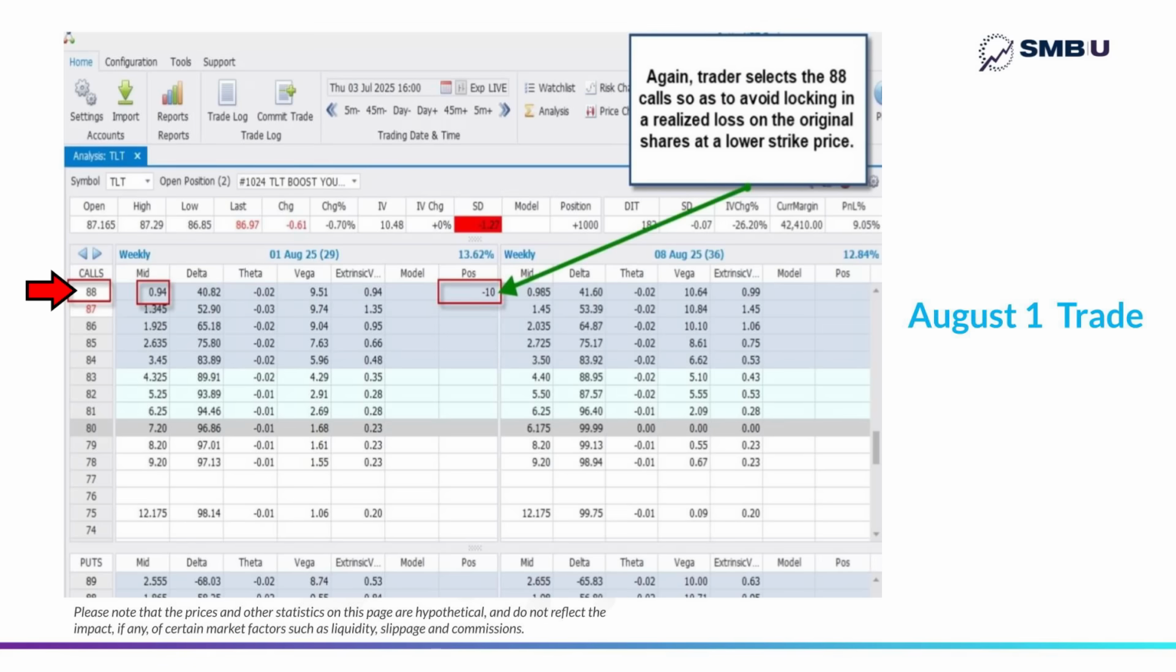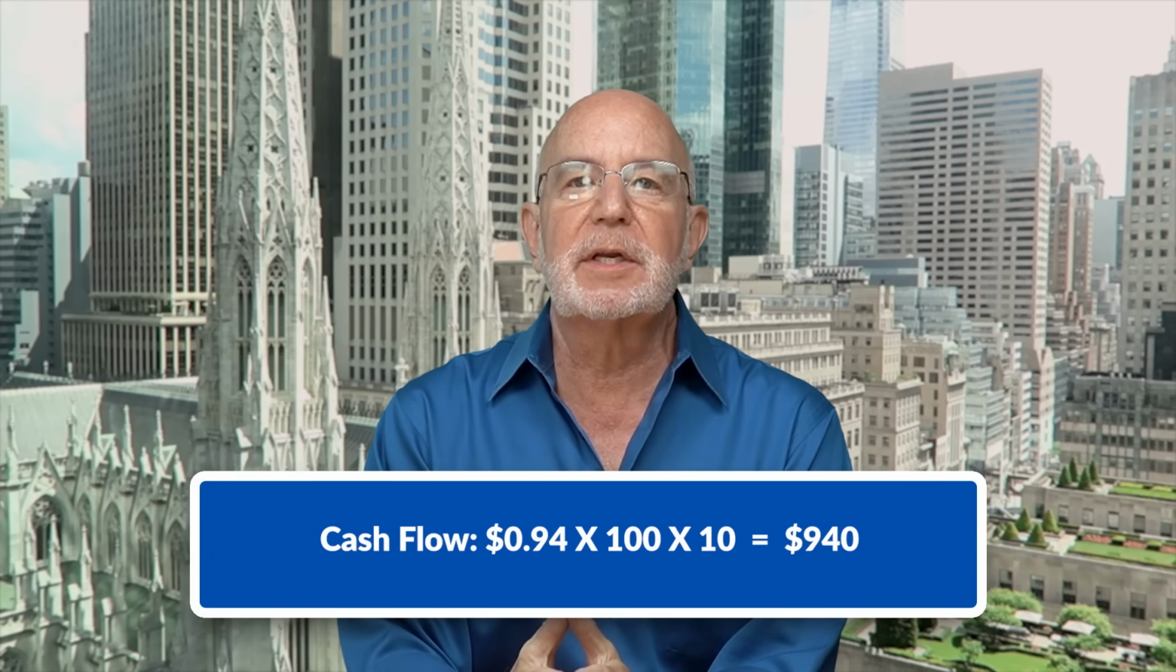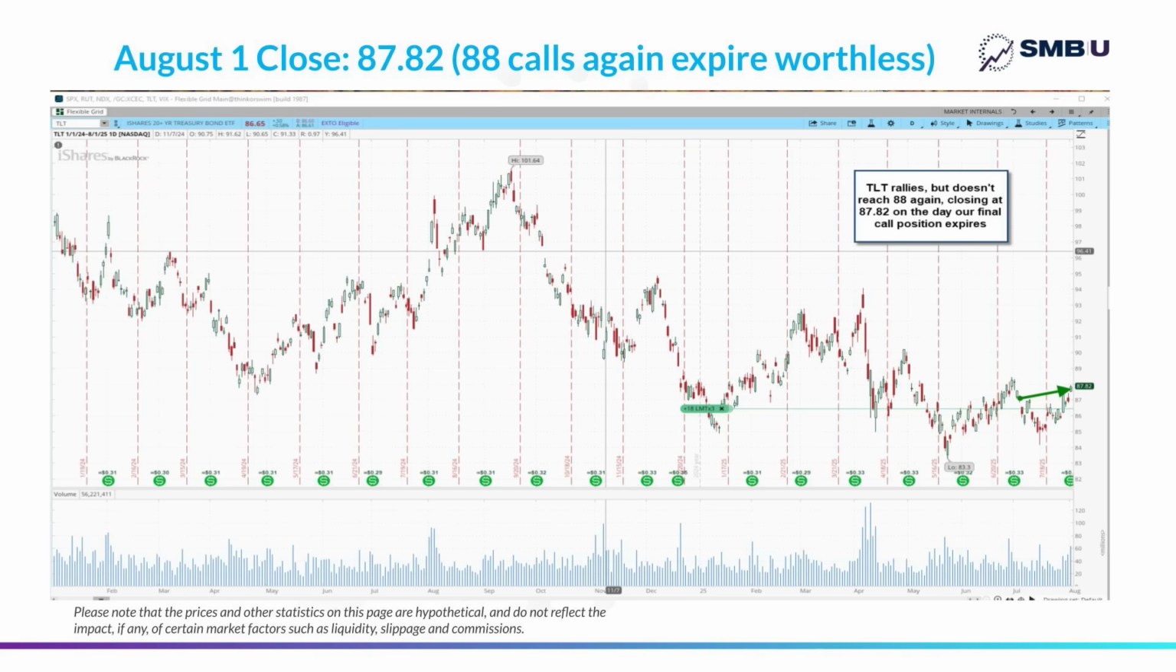And finally, for the most recently completed trade, the August 1 trade, we again select the 88 calls for a price of 94 cents, bringing in $940 for the same reason as we did for the July trade. We don't want to lock in a realized loss on the original shares at a strike price any lower than 88. And so moving forward to August 1st, you can see that the stock again didn't quite make it to 88, closing that day at 87.82. And so again, the calls expire worthless.